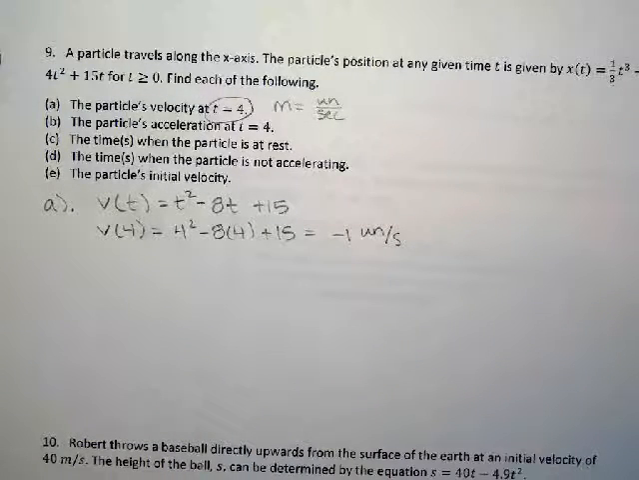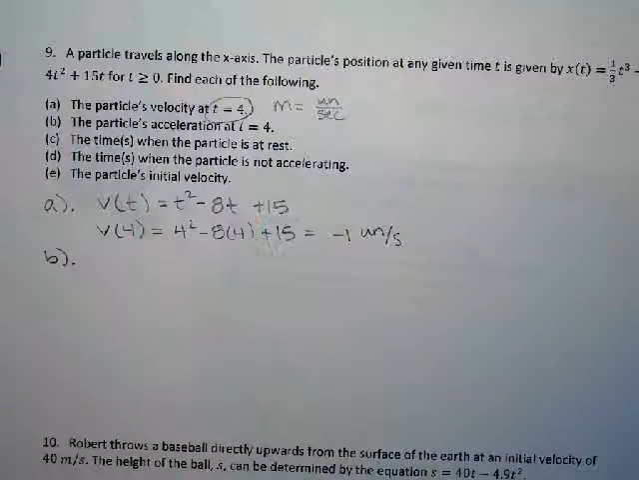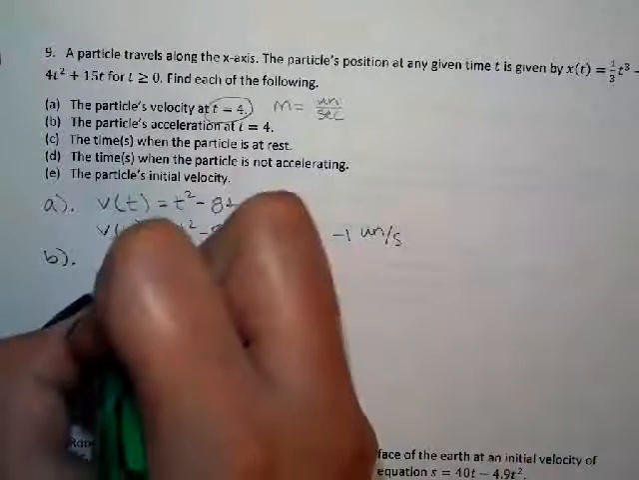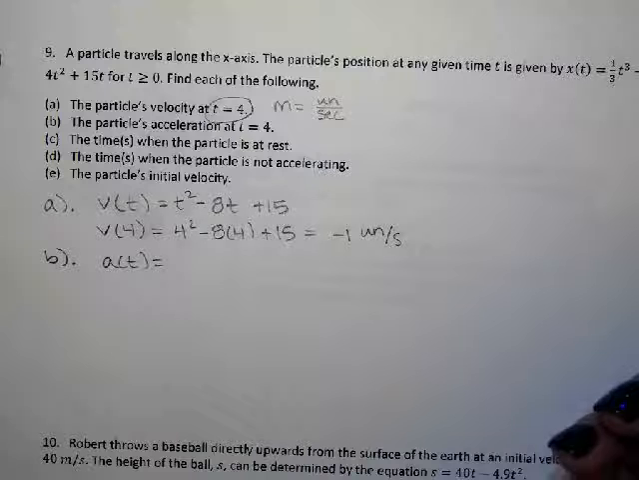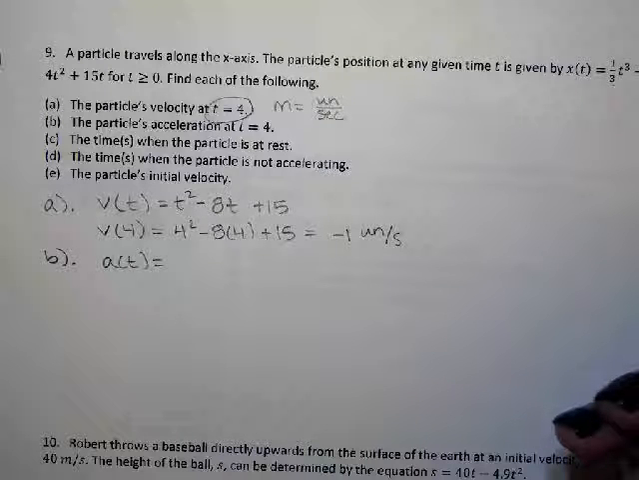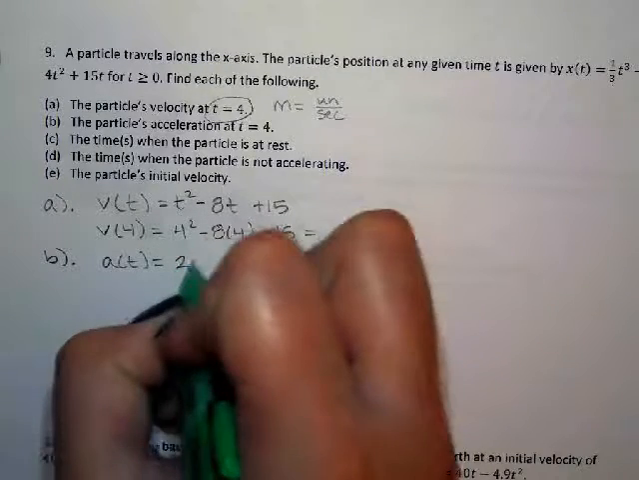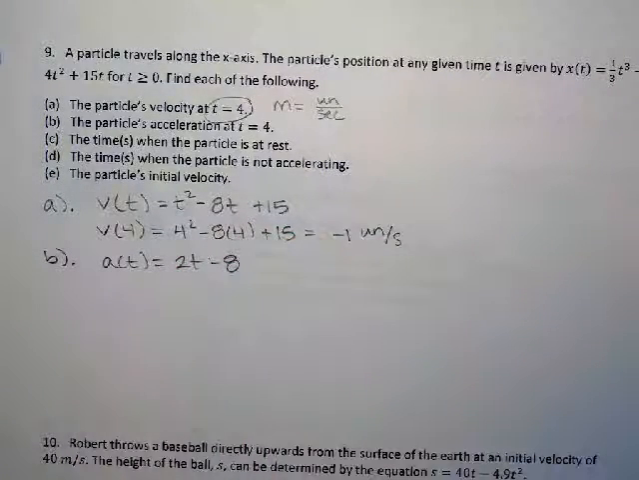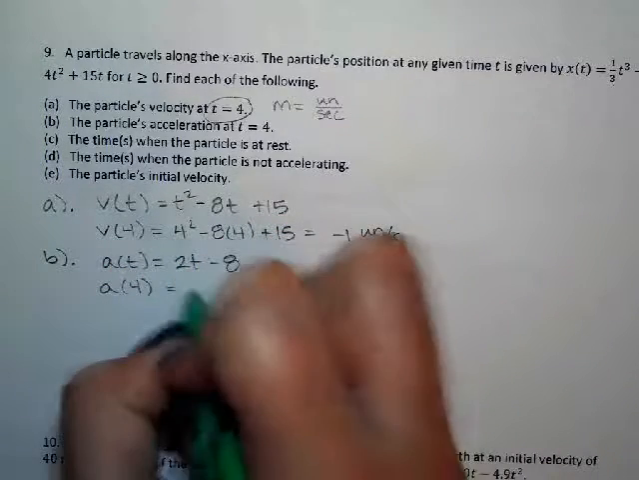All right, B. Acceleration. All right, so now we need our formula or our equation for acceleration. So what do we do next? Derivative, right? Our velocity derivative is 2t minus 8. And now what are we doing here? Plugging in for t equals 4, what do we get? 0.